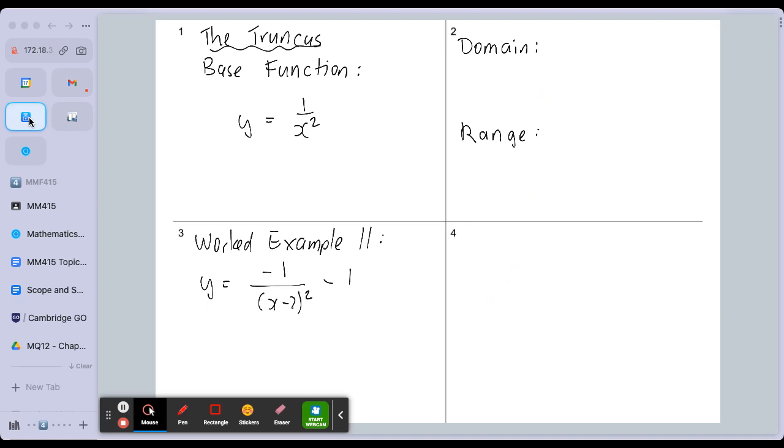Here we go. Here's some theory notes for you to write down. Base function is y equals 1 on x squared. The domain of the base function is x is a member of the real set, except 0. 0 is not in there. For the range, y is a member of the real set.